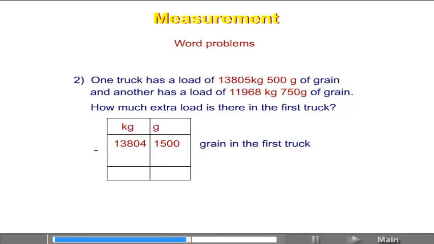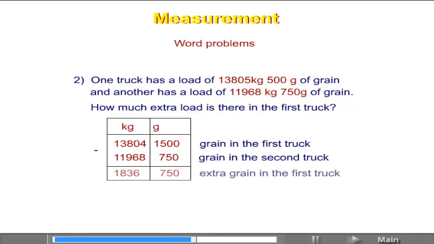Therefore, grain in the first truck is 13,805 kilograms and 500 grams. Grain in the second truck is 11,968 kilograms and 750 grams. We all know that we cannot subtract 750 from 500. Let us borrow 1 kilogram from 13,805.